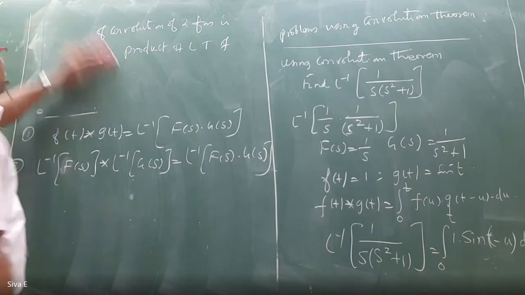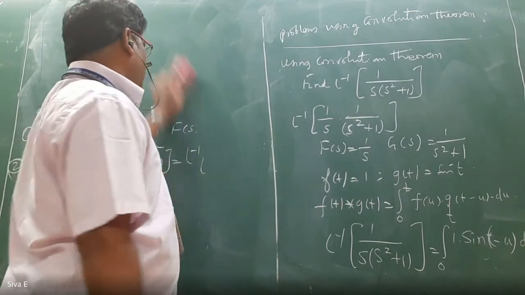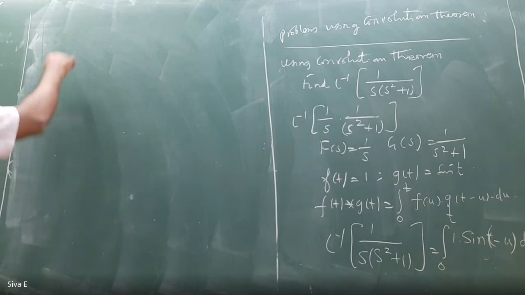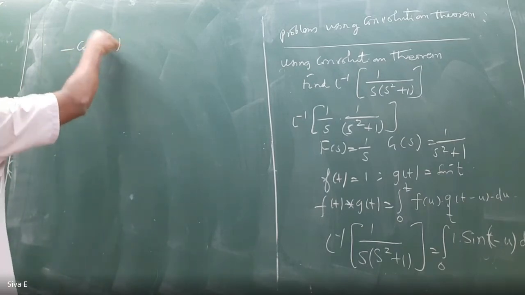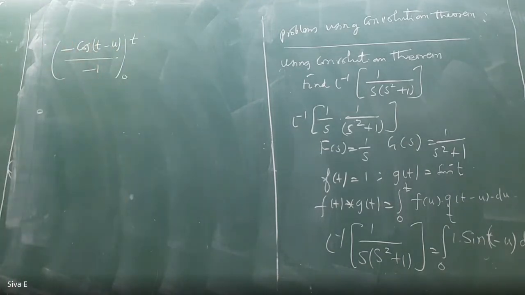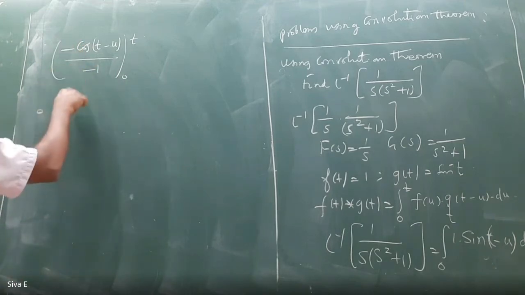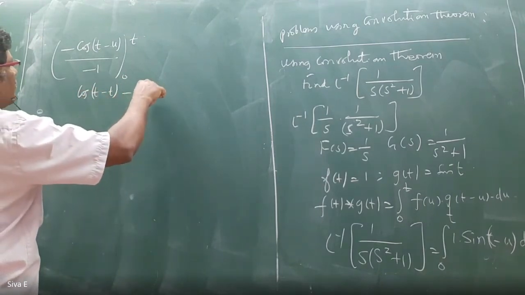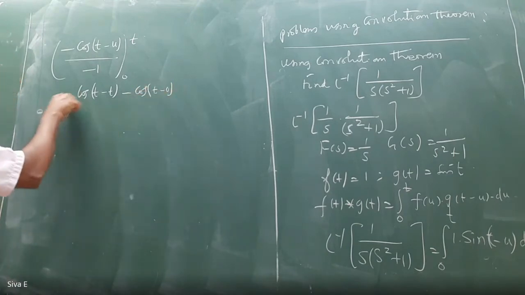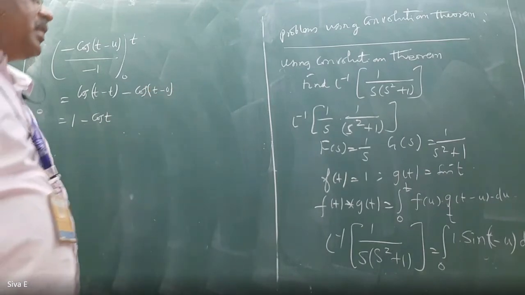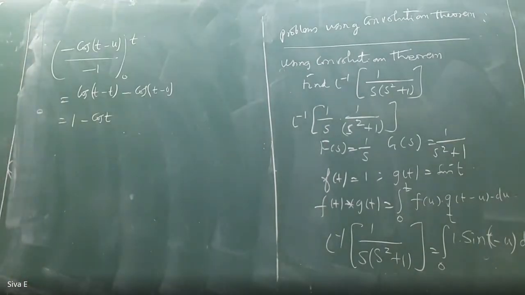Minus cos t minus u by minus 1 from 0 to t. So minus minus plus, cos t minus t minus cos t minus 0. So what is the answer? 1 minus cos t is the answer. Laplace inverse of 1 by s into s square plus 1 is 1 minus cos t.